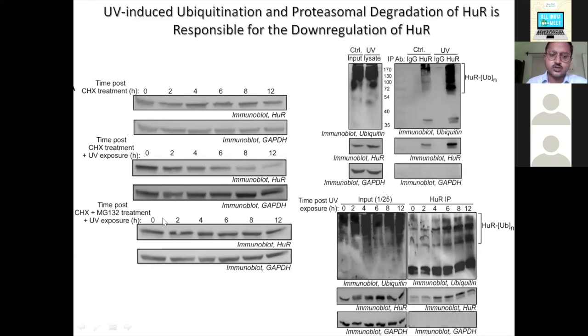And then we tried to see whether this degradation was mediated by the proteasome. So we used a proteasome inhibitor, and we now see that HuR is not getting degraded. And then we also did experiments. We showed that HuR was actually getting ubiquitinated during this time, and this was leading to its degradation. So we now knew that there was something which was causing the degradation of HuR, possibly during this period.